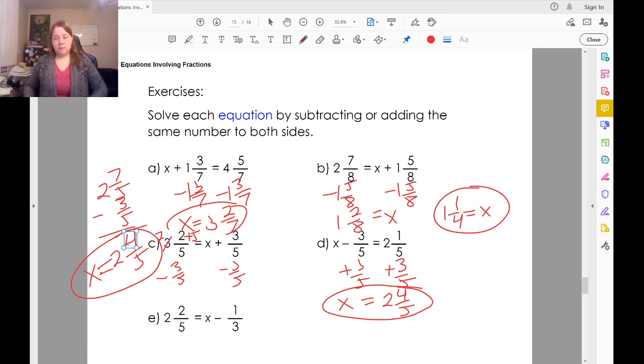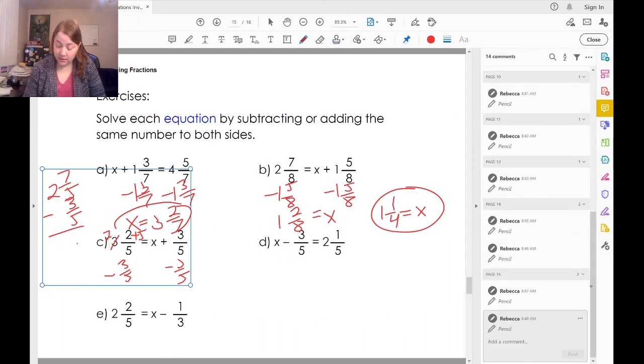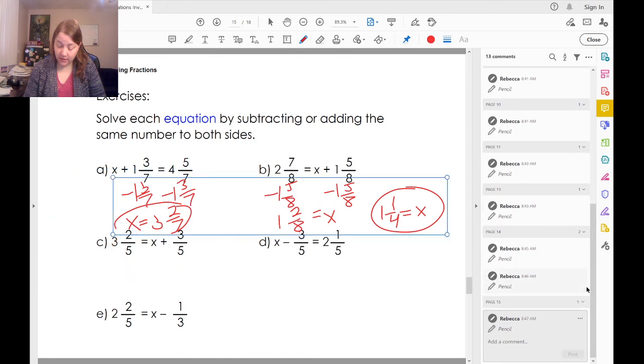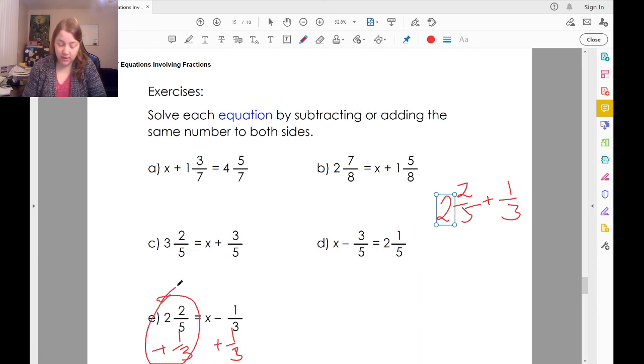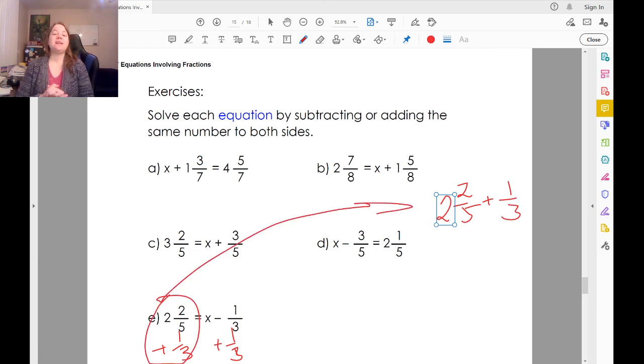Final question, lots of room for it. 2 2/5 equals x minus 1/3. And now what we have here is a little bit more of a complicated problem. So to do this, I'm going to make sure that we don't get lost in all the other work, and I'm going to clear everything else off, because we have 2 2/5, and we're going to add 1/3 to both sides. But the denominators aren't the same, which means that when I take 2 2/5 plus the 1/3, just like I'm doing over here, I need to get a common denominator.